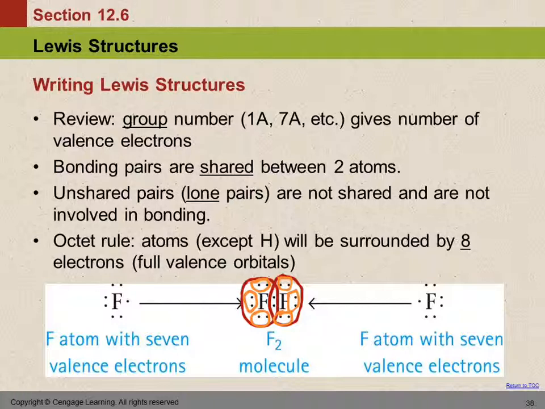The octet rule tells us that all of the atoms except hydrogen are going to be surrounded by 8 electrons. Octet, right? 8's the magic number. Any questions?